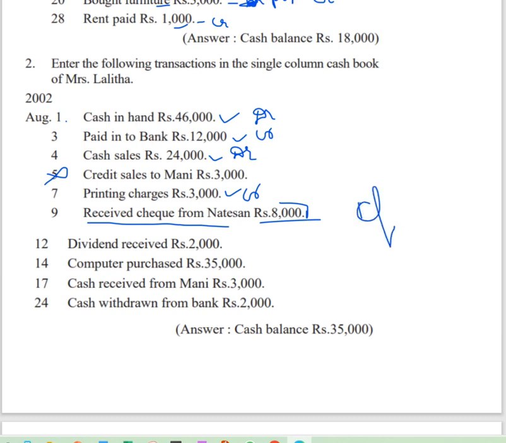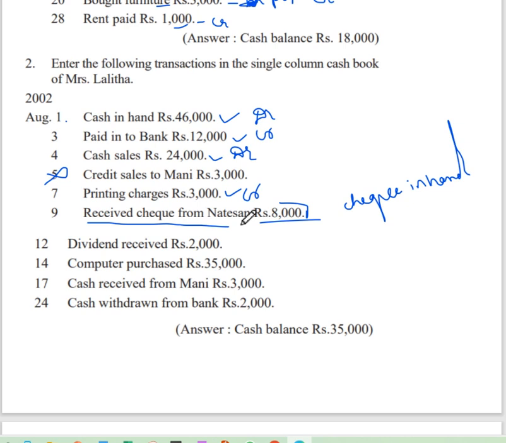Okay, when we receive a check, we need to record that in the debit side of the cash book as check in hand. Check in hand, because we have received this check, but we have not deposited it in the bank yet. If we are delaying to deposit the check, maybe tomorrow or day after tomorrow, we may deposit the check in the bank.